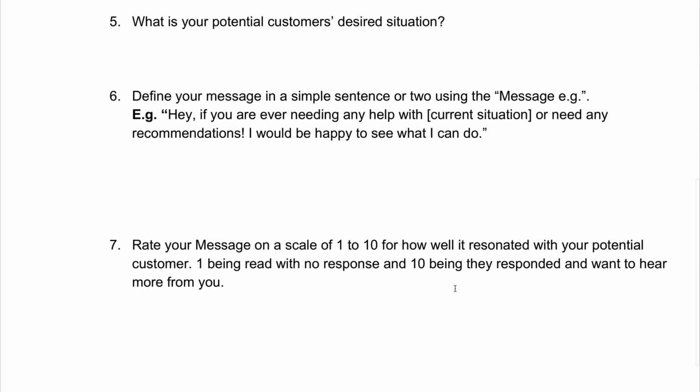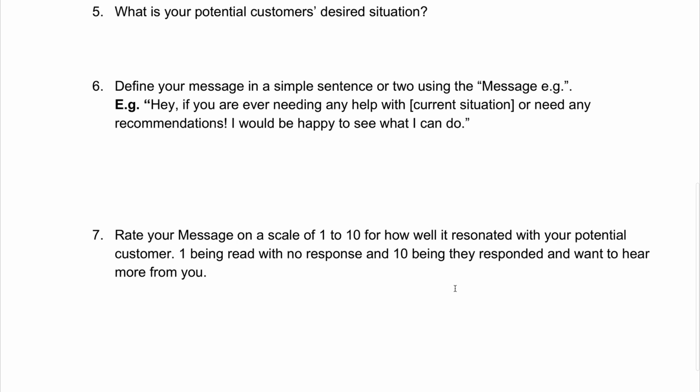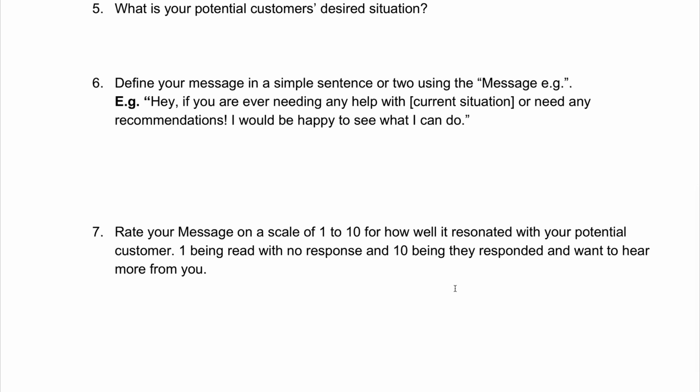The next one is rate your message on a scale of 1 to 10. So basically you're going to rate it, 1 being nobody read it with no response in Facebook Messenger, and 10 being they responded and want to hear more from you. So we're actually going to start sending out this message to people on Facebook Messenger, and I'm going to show you a little bit more about how we're going to find qualified individuals.